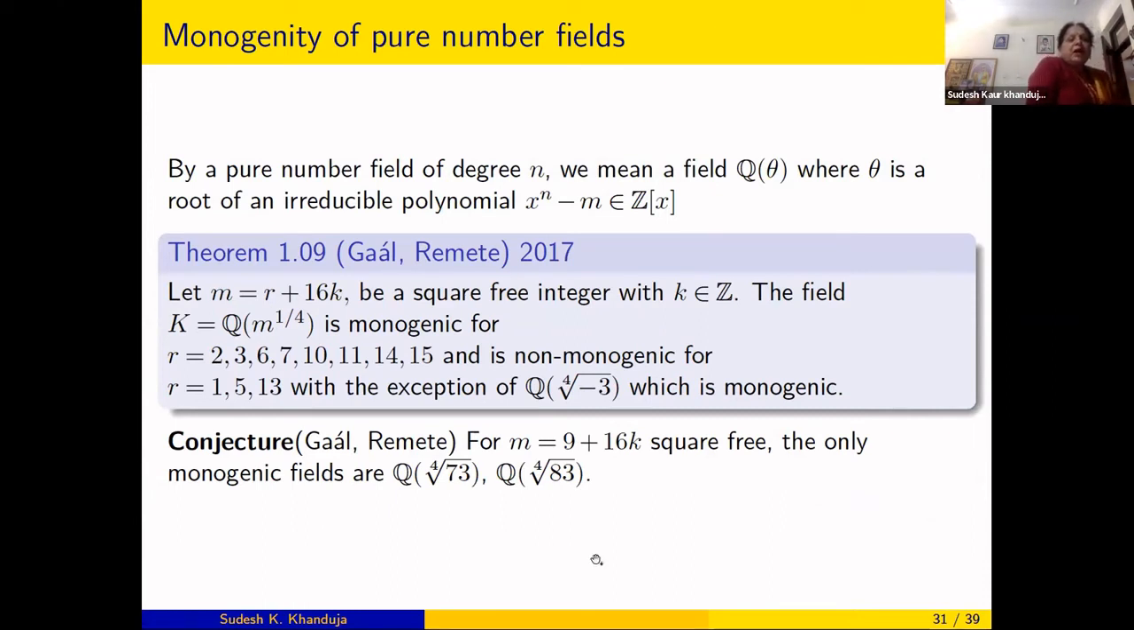So Gaál and Remete, they are a student-teacher team, but Remete is now on the faculty.